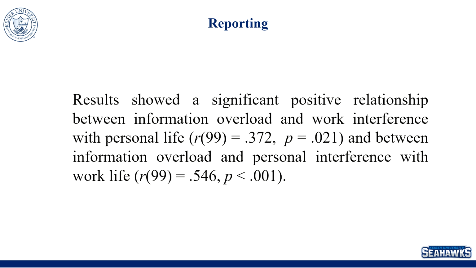That's a positive relationship. They both go the same direction. So results showed a significant positive relationship between information overload and work interference with personal life. And the p-value is 0.021, therefore was statistically significant at an effect size of 0.372, which would be a medium effect. And then between information overload and personal interference as well. And in that example, because the p-value was below 0.001, we put p is less than 0.001. If it's higher, then you put the p-value is equal to the actual value.